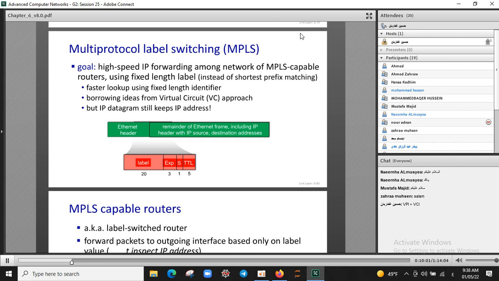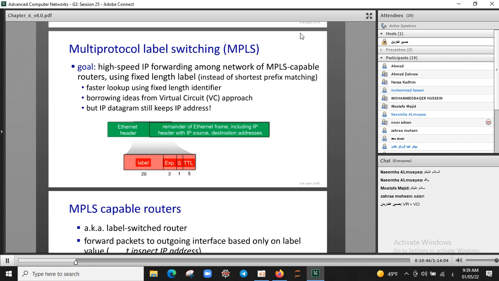VPI and VCI are also local. It means that this VPI and VCI are only present between this switch and the next switch. In the next switch, I will change the VPI and VCI. So the switching in ATM is very fast, because they just need to look in small switch tables, not in too large tables. So switching is very fast.